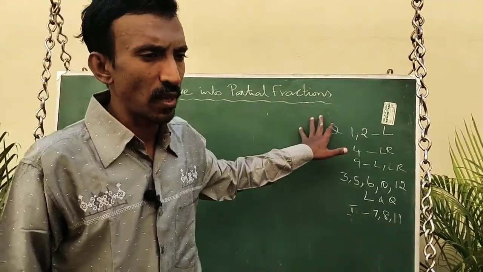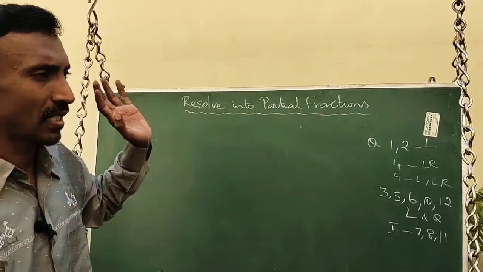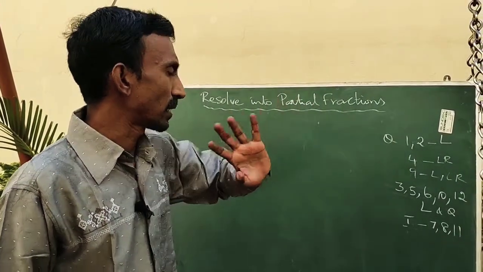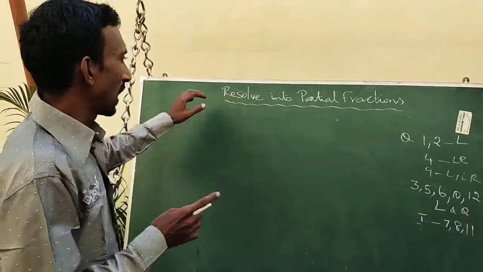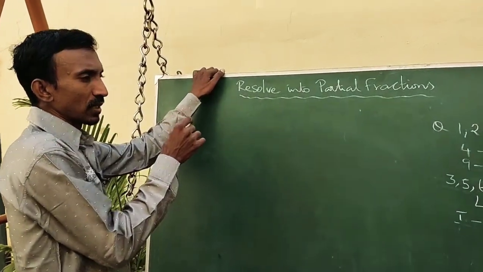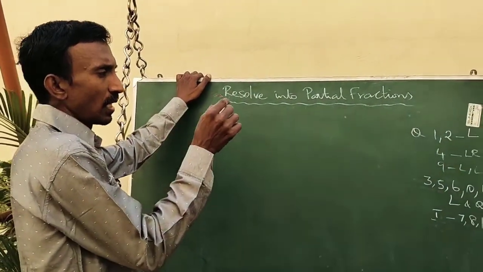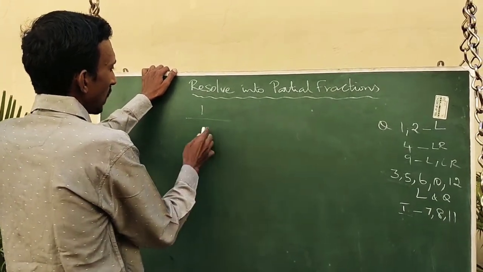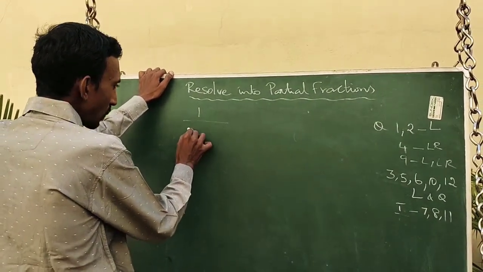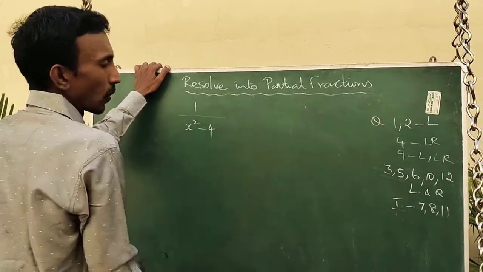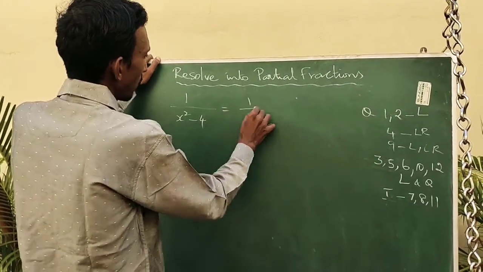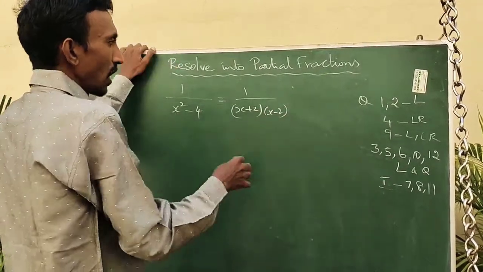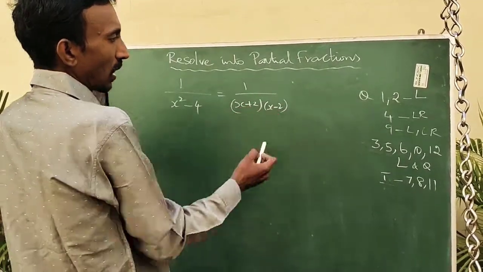Today's topic is resolving into partial fractions. Suppose a rational expression is given. Our aim is to resolve it into partial fractions. There are three types. First, the rational expression has linear factors, for example, 1 by x square minus 4. It can be written as 1 by (x plus 2) into (x minus 2). So this is linear factors not repeated.